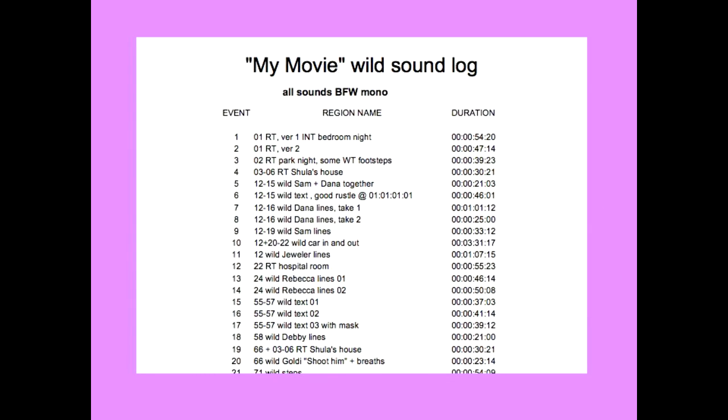So what I do is I make a printout of this thing and I put it right next to my monitor so that before I start a scene, I just check, does this scene have wild sound? If it doesn't, I'll just work normally. But if it does have wild sound, before I start the scene, I'll actually listen to the wild sound, and maybe it will influence the editing path that I take.